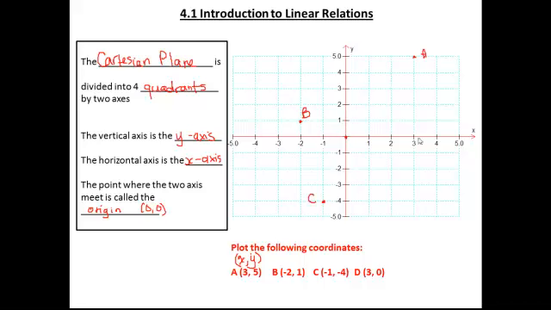So we're going to go to the right 3 and we're not going to go up or down, because that's the point 3, 0. So that's on the x-axis. That's point D there.